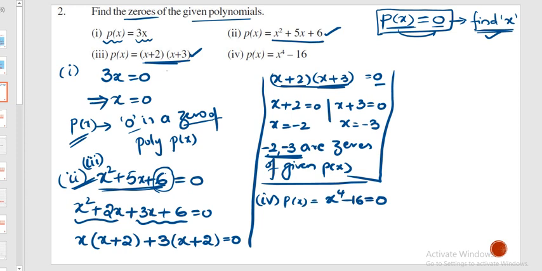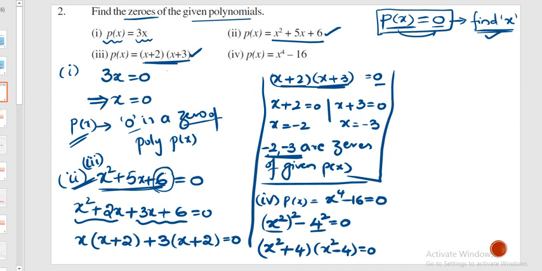So x power 4 minus 16. How can I write this? x power 4 I can write as x square whole square minus 4 square is equal to 0. Again this is in the form of a square minus b square. So a square minus b square I can write as a plus b into a minus b, that means x square plus 4 into x square minus 4 is equal to 0.